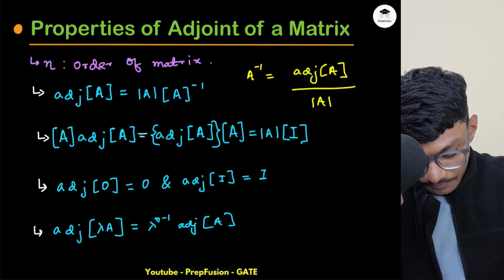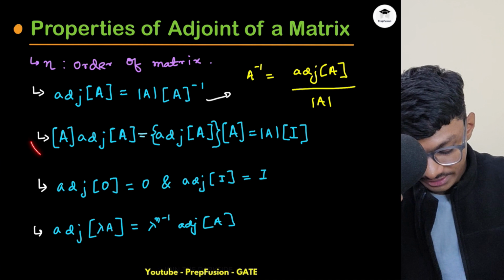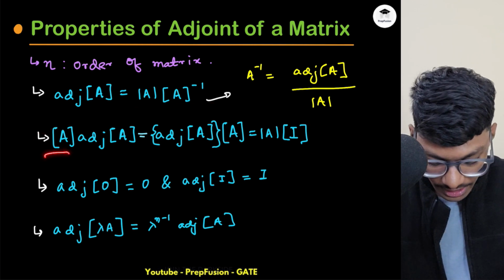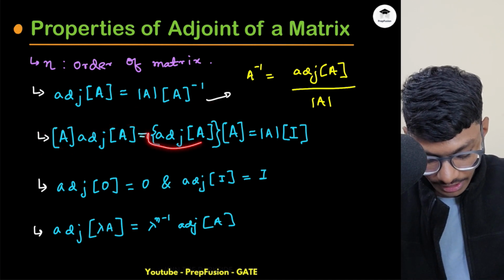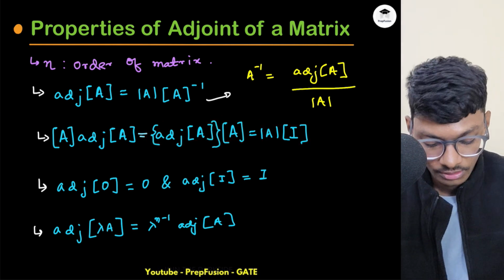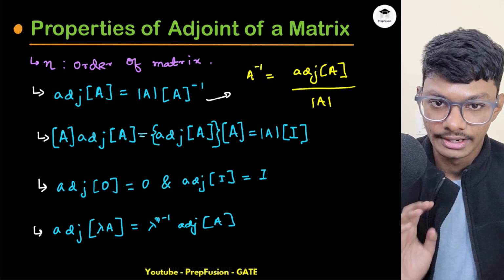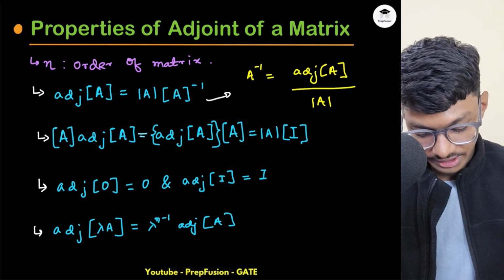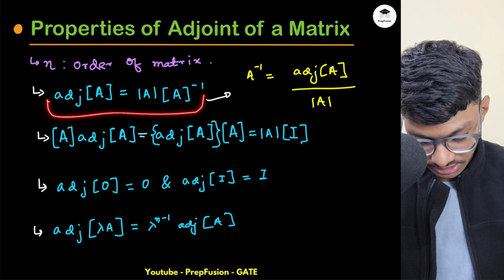Okay, so now what is this telling us? This is telling us A into adjoint of A equals the adjoint of A into A equals the determinant of A times I, the identity matrix. So basically, how do you get it? We got this relationship, right?